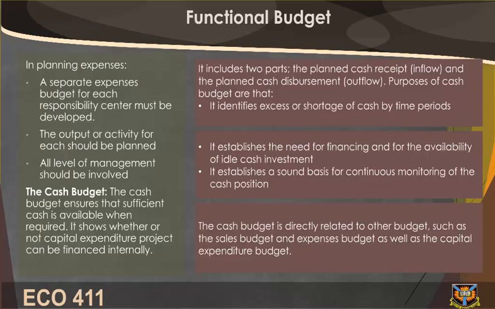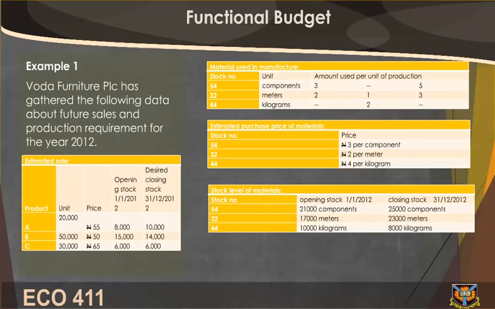Purposes of the cash budget are: 1. It identifies excesses or shortages of cash by time periods. 2. It establishes the need for financing and the availability of idle cash for investment. 3. It establishes a sound basis for continuous monitoring of the cash position. The cash budget is directly related to other budgets, such as the sales budget and expenses budget, as well as the capital expenditure budget.